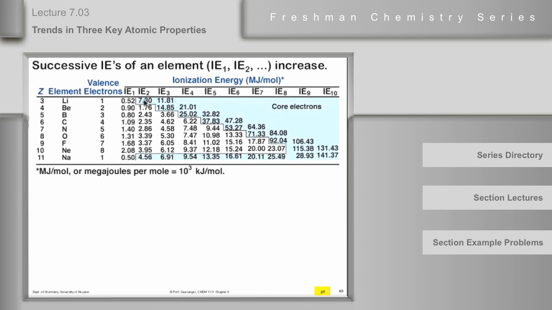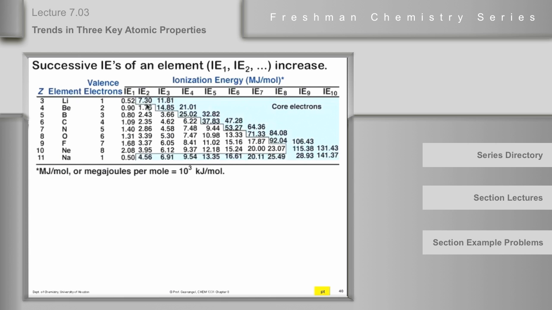The next electron, once that electron is gone, is one of the 1s electrons. And those are core electrons, inner ones. It costs a lot more to ionize an inner electron because they are so much more stable in the atom. So look what happens. We go from 0.52 of a megajoule to over 10 times higher when we take the first core electron. There's a huge jump right here, right? From 0.52 to 7.3. And then the next core electron goes up, but not as much.